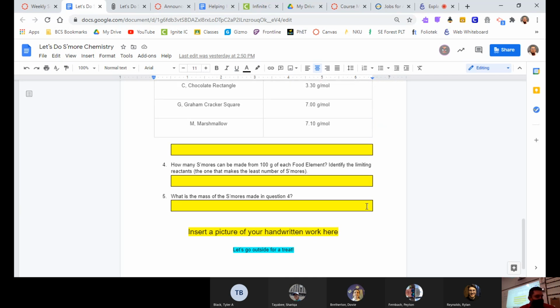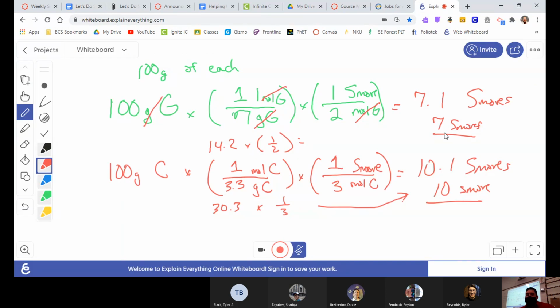All right, so number 5 says, what is the mass of all the s'mores you made? So first off, on number 4, we could tell that we cannot make 10 s'mores, right? Right now, we can only make 7. You need to figure out the marshmallow, though. What is my limiting? Can I make 7? Can I make 10? Can I make 100? What can I make?